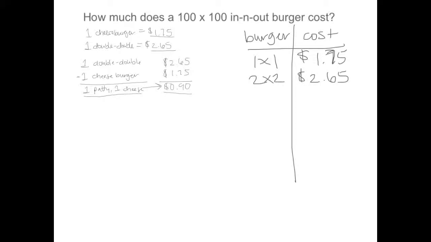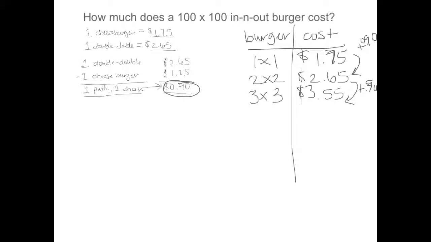Now I wanted to find a 3 by 3 and up from there. So what I saw was the 90 cents here. That told me the difference between these two. I added 90 cents. So all I had to do was do that again down here. Add 90 cents. Okay, so that gave me $3.55. So that was the cost of the 3 by 3.